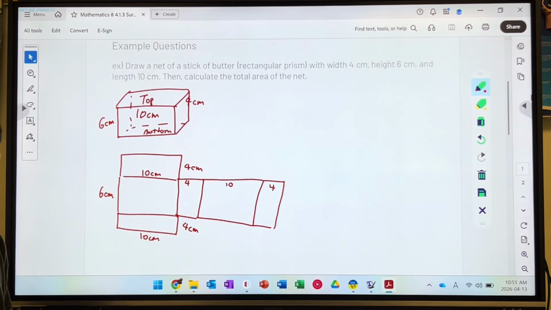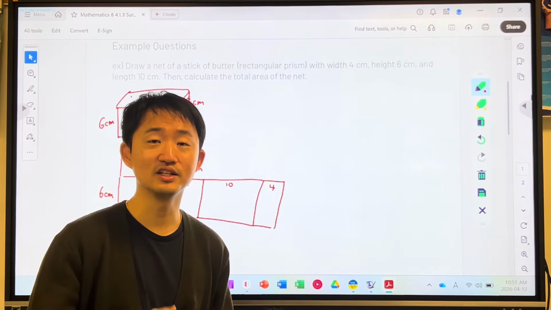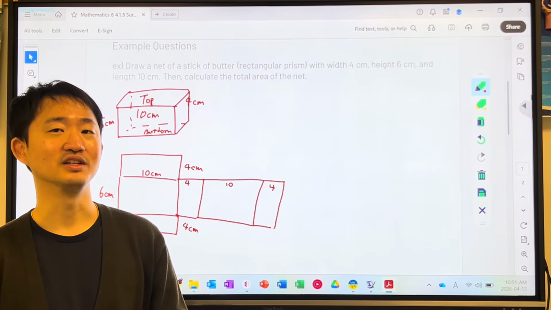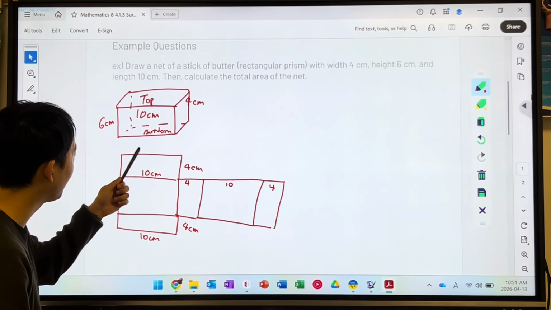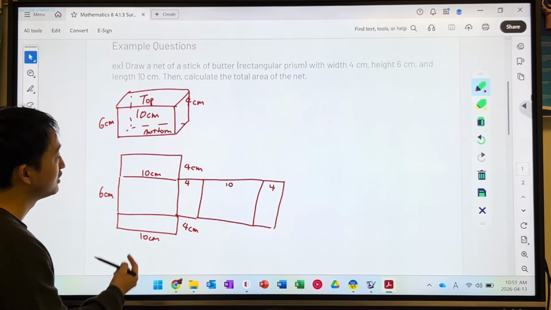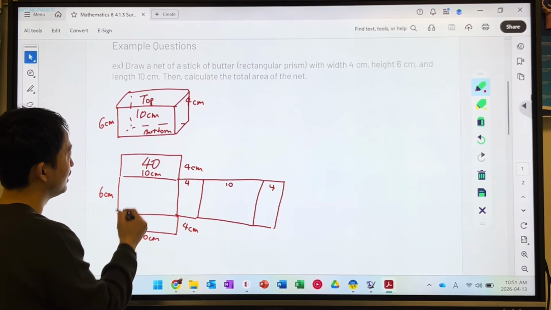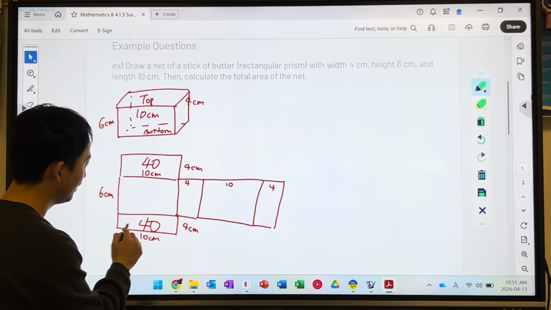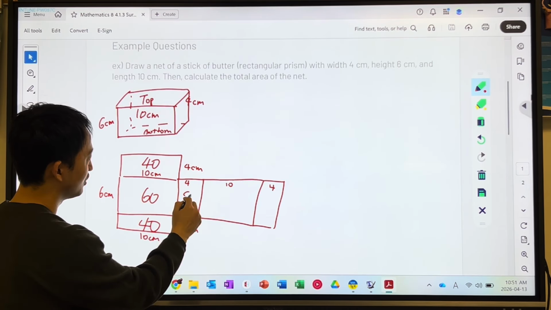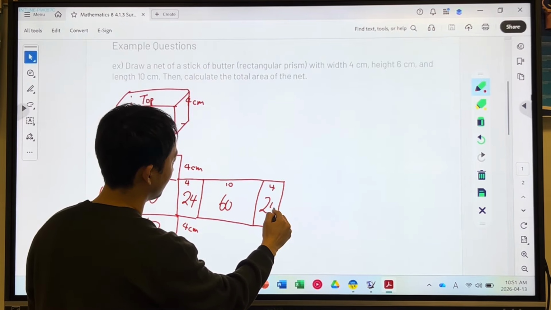So now let's find the surface area. How do I find the surface area? Well, the surface area is literally the sum of the area of each face. So we just need to find the area of each face and add them together. It's simple multiplication. The 10 by 4, this one is going to be 40. And the same thing, 40 here. And 6 by 10, that's 60. 4 by 6, that's 24. 6 by 10, 60. And 6 by 4, 24.